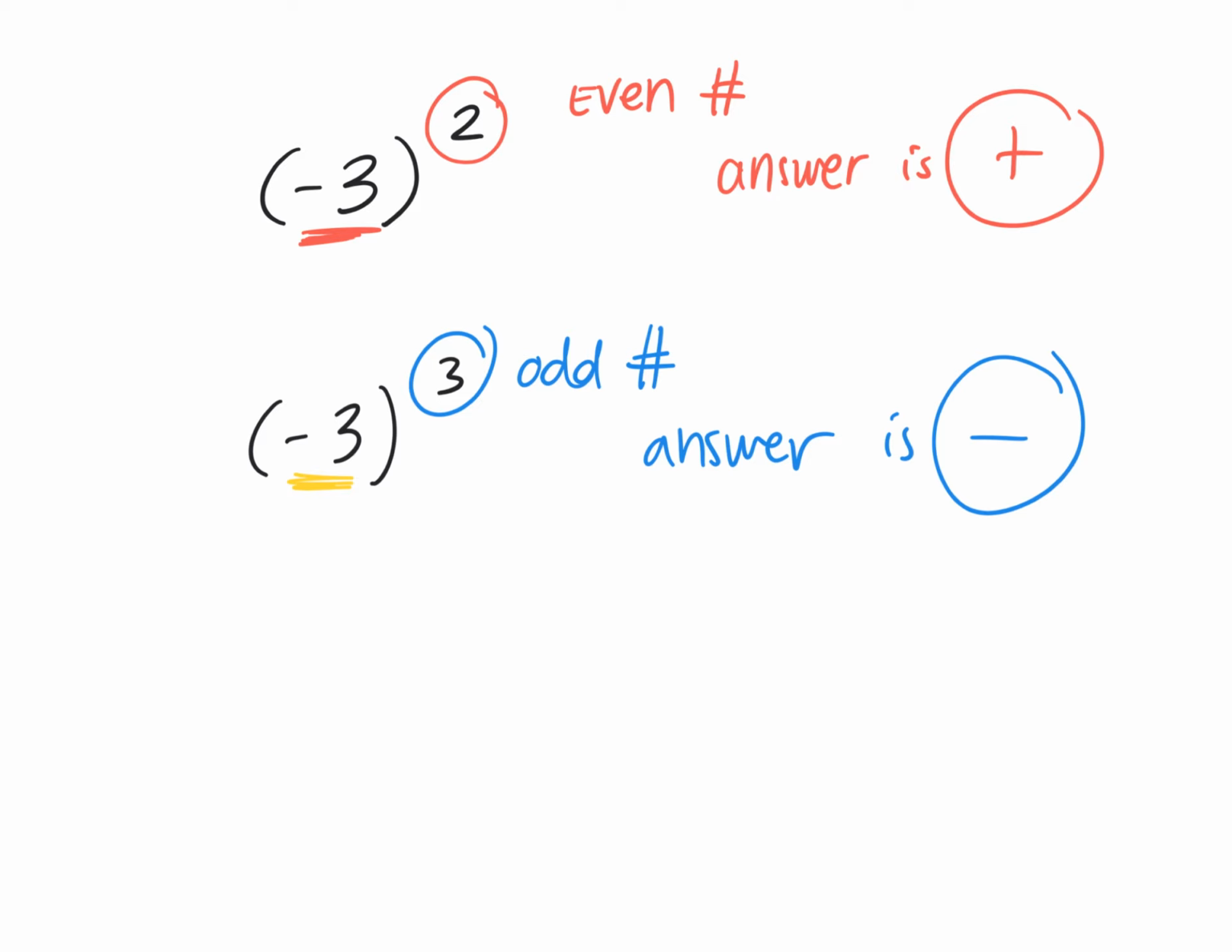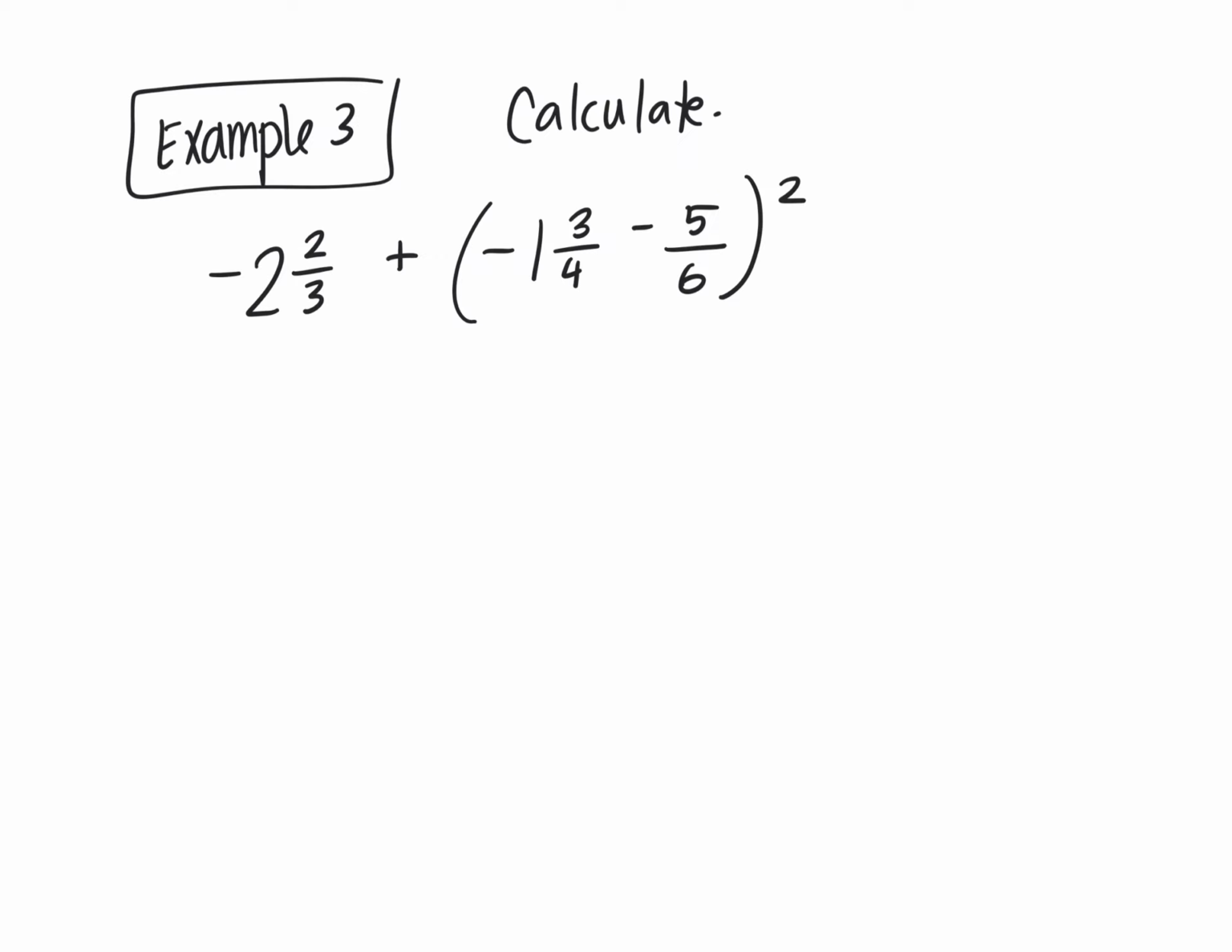If the base is negative and the exponent is an odd number, the answer is going to be a negative when you simplify it. This question says negative 2 2/3 plus negative 1 3/4 take away 5/6, all of that to the power of 2. So you've already answered this. The first thing we need to do is simplify what's in the brackets. Personally, I like to turn everything into an improper fraction first. So I'll do it all in one step.